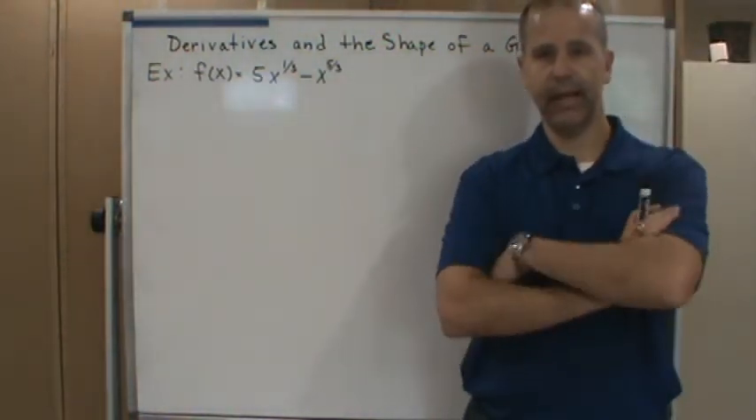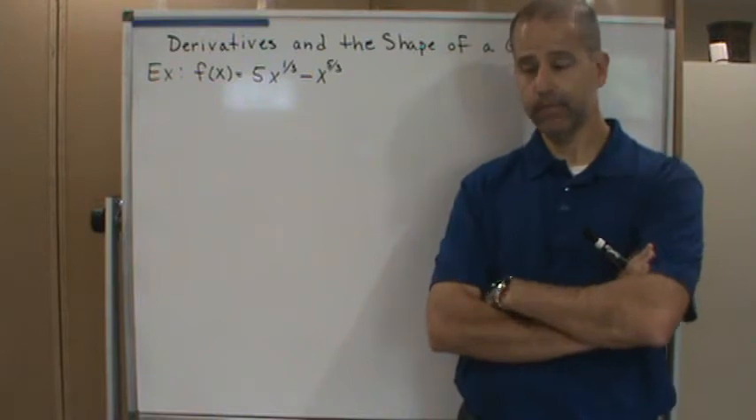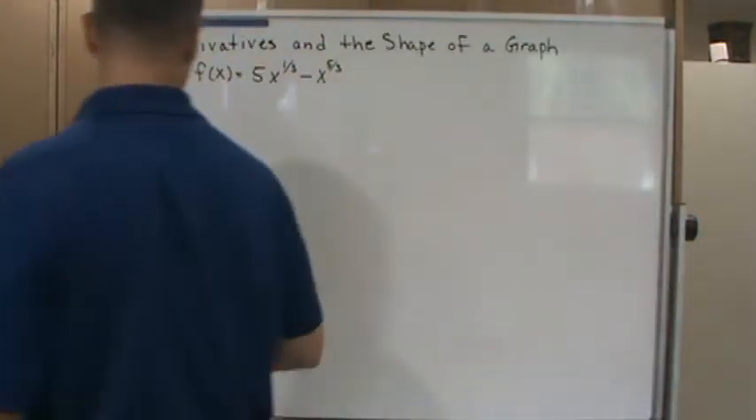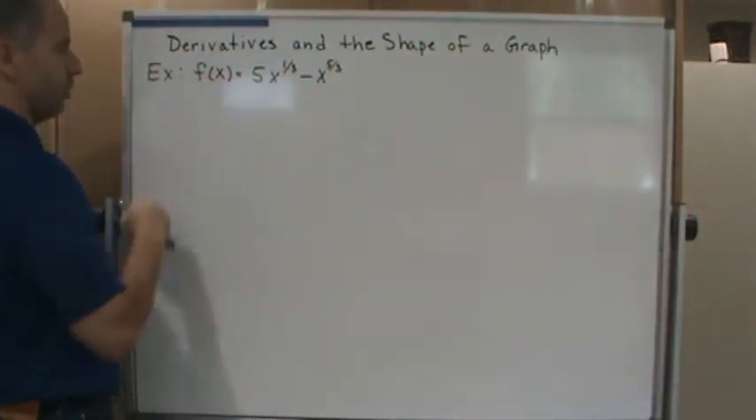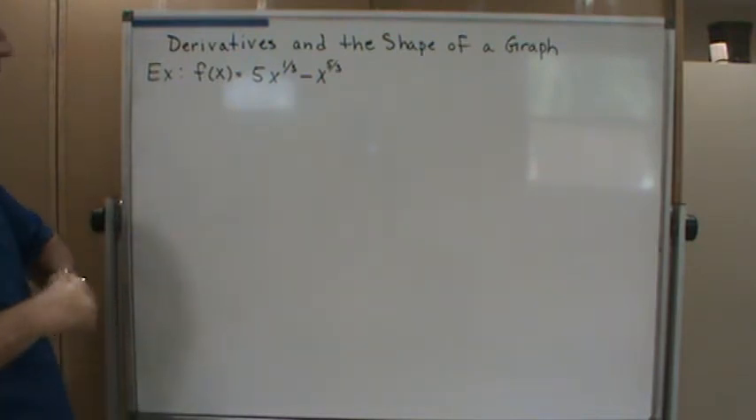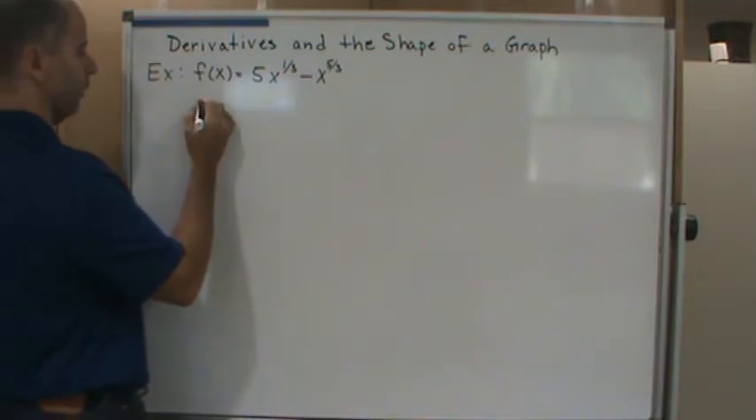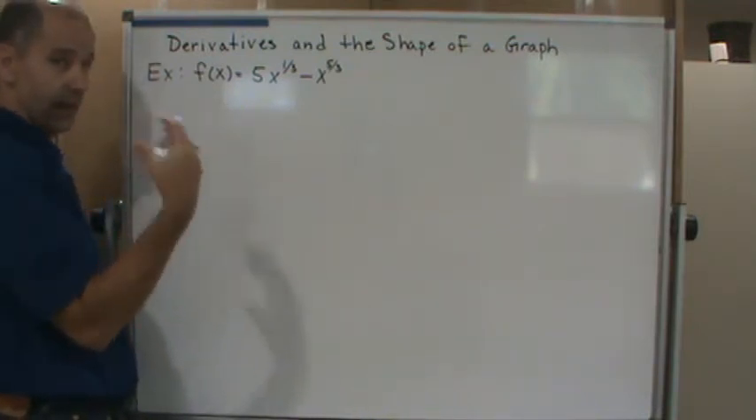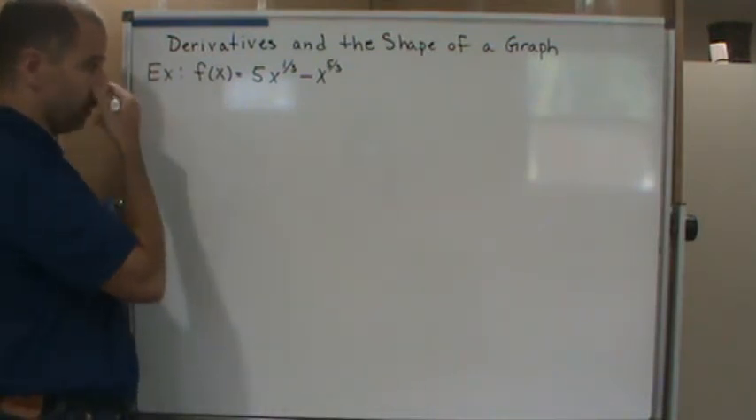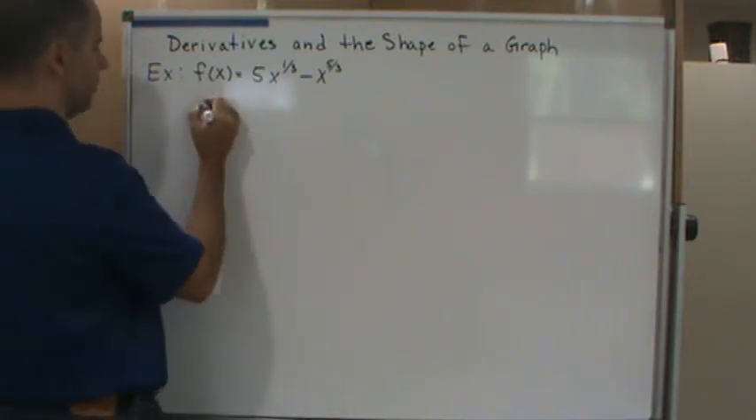Okay, welcome back, and now we're going to do another example. Here we've got f of x is equal to 5 times x to the 1/3 power minus x to the 5/3 power. And so again, we're going to use the first derivative test and figure out what's going on at the critical value. So we need to find the critical values first.